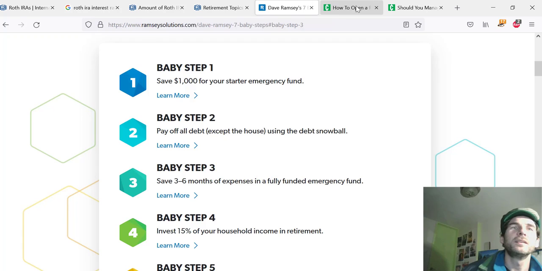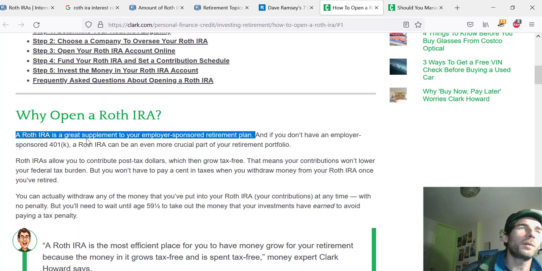And to be honest, a Roth IRA is more like a supplement to your employer-sponsored retirement plan, because you've got a good job. The employer might have a good retirement plan for you. They might match your money. Like you put in 10% and they'll also put in 10%, which is an awesome deal. So you want to max out that first. And then if you have anything left over, you might think about the Roth IRA.